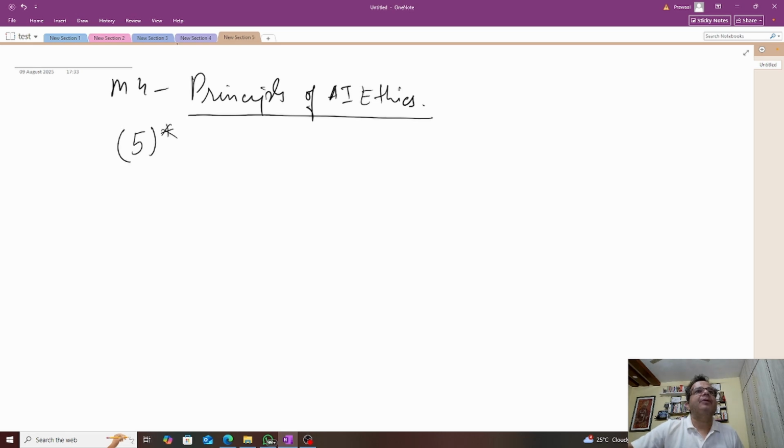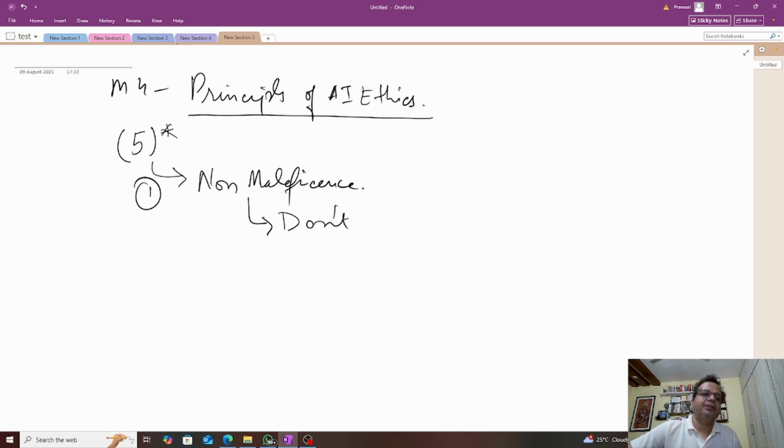We'll talk about them one by one, and these principles are general principles. They apply to AI in this context, but they can also apply to a couple of other things. So the first principle is called the principle of non-maleficence, which is a very basic and fundamental principle, which says that whatever you do, you should not harm others, or don't harm anyone.